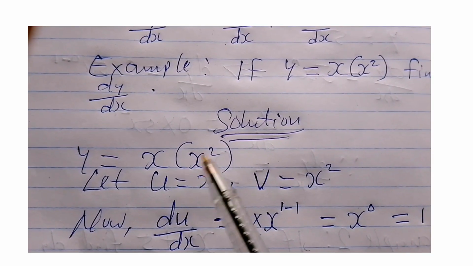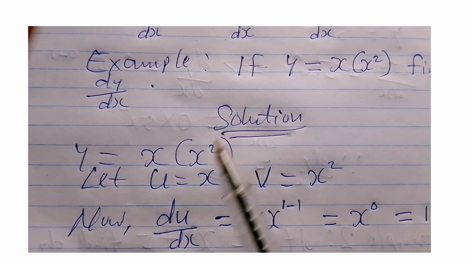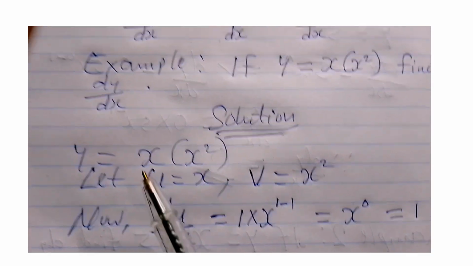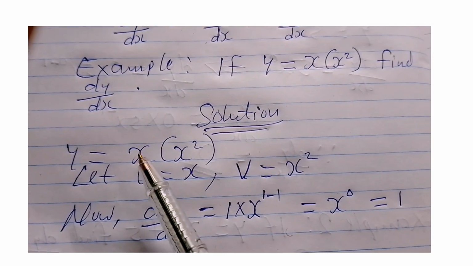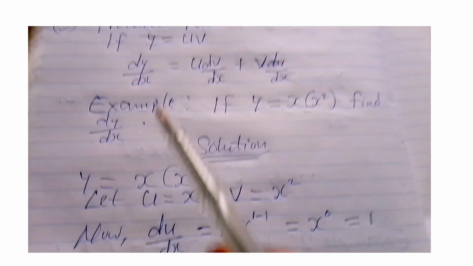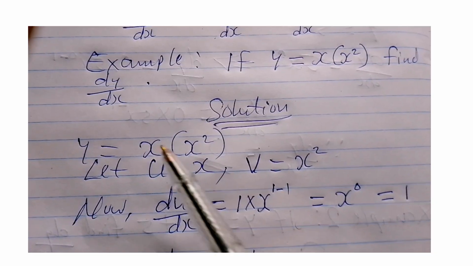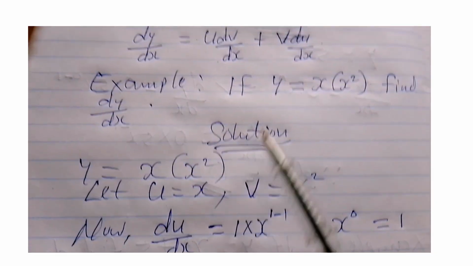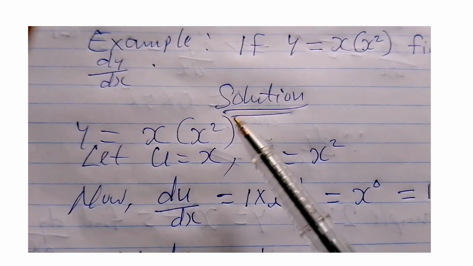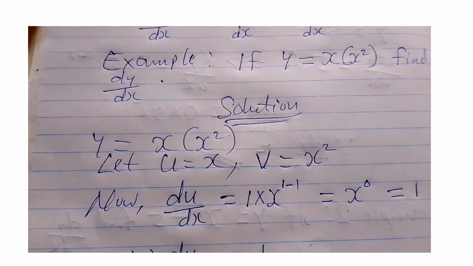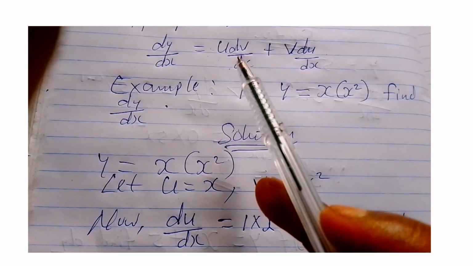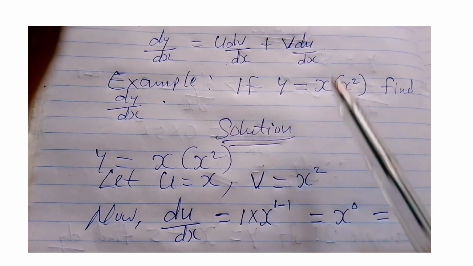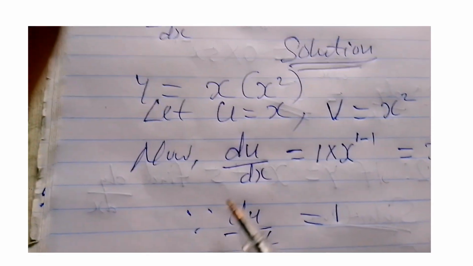If you don't want to use the power rule method to multiply them and then find the derivative, you can follow this product rule. Let the first function be u, which equals x, and let v become the second function, which is x squared, right? Now we have gotten u and v, but we have not gotten dv over dx, and we have not gotten du over dx. So now let's find du over dx.